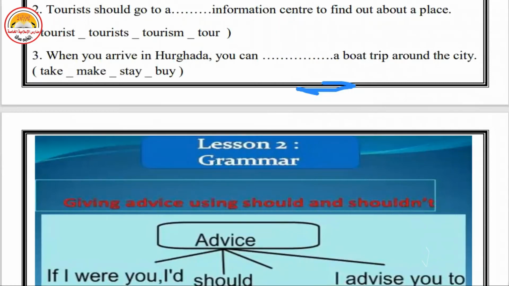Hamdi, when you arrive in Hurghada, you can take a boat trip around the city. You can take, make, stay, buy. Take. Take, okay, very good, yes.